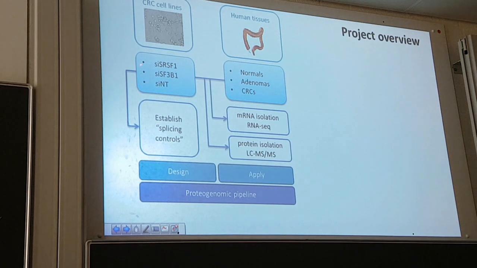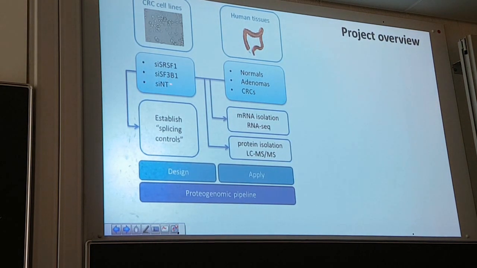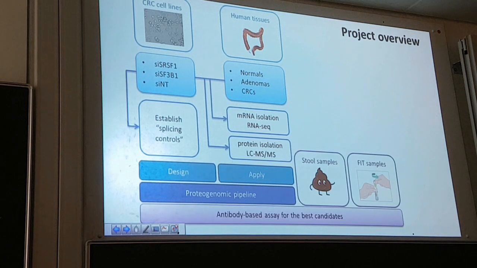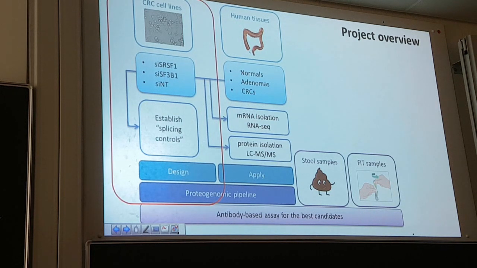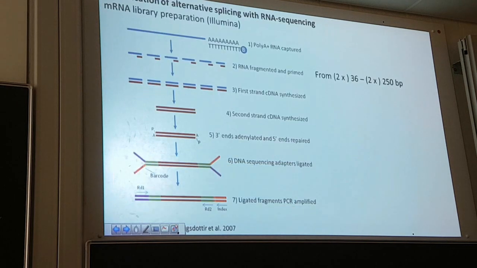So we knocked down two splicing factors I mentioned before, and we have a control that's non-targeting, and we established splicing controls to see if our results are correct. Then we do RNA sequencing and proteomics, based on which we design a proteogenomic pipeline that will be applied later on the tissue samples. And after we have a candidate biomarker, we will move to an antibody-based assay to detect these protein isoforms in stool and in FIT samples. So today I'll talk about the design of the pipeline, so we'll stick to the colorectal cancer cell lines.